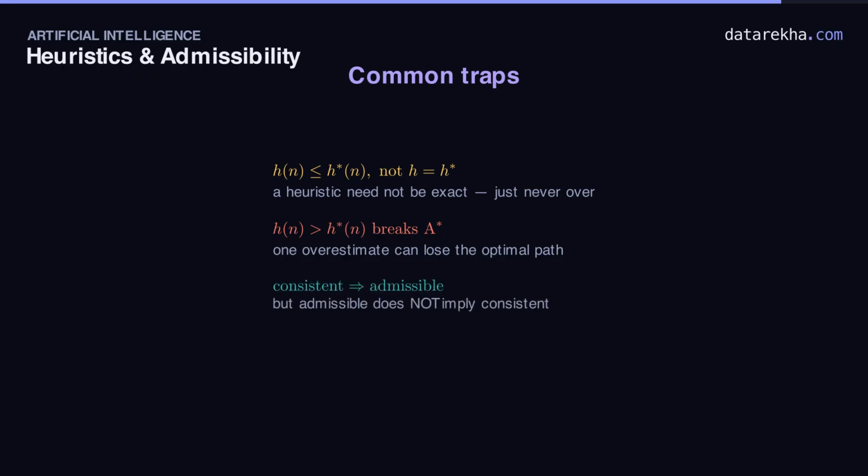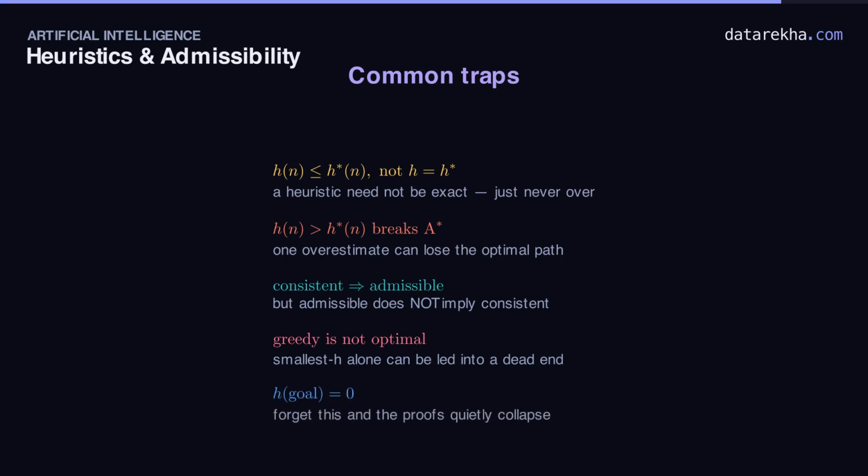Trap 3. The direction of the arrow. Consistent always implies admissible. The reverse fails. You can be admissible yet inconsistent. Exactly as our practice problem showed. Trap 4. Greedy best first. Chasing only the smallest h is fast but not optimal. Remember, it marched into that 9-cost road. You need f, g plus h, for a real guarantee.